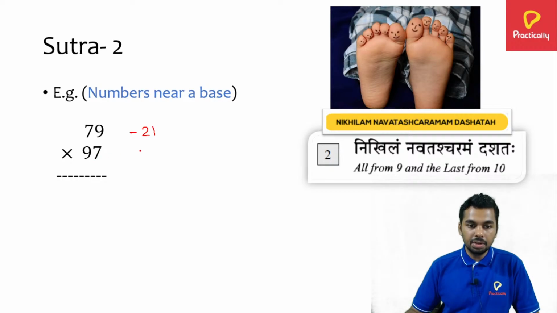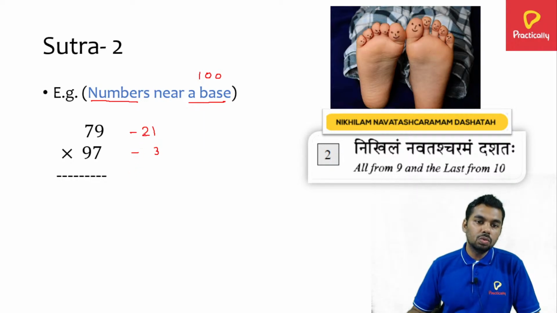Now 97 is 100 minus 3. So whenever you get numbers close to 100, you can use this method. This is called multiplication of numbers near a base number. The base number that we consider here is 100. Now we are going to consider the multiplication of numbers closer to the base.